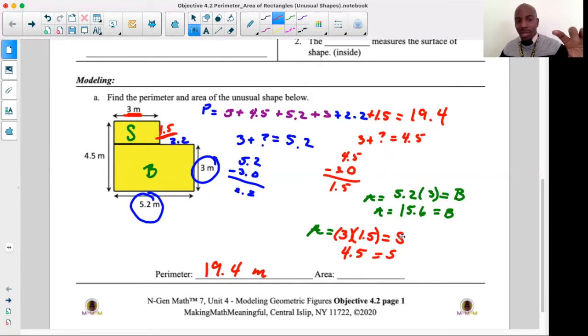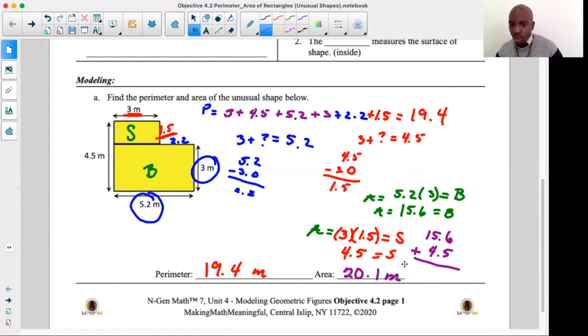Because I want to calculate them together, I'm going to add them together. So I'm going to do 4.5 plus 15.6. I just want everybody to see what I did: 15.6 plus 4.5. When I add them together, I get 20.1. Now we are talking about meters, so make sure you put meters squared. Why is it meters squared? Because for area, we do meter times meter, which gives us meters squared.